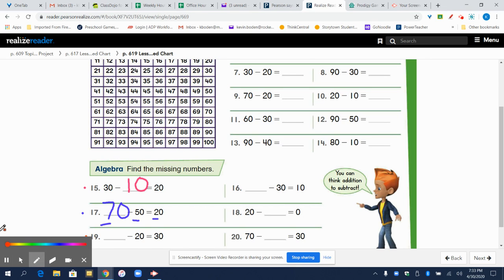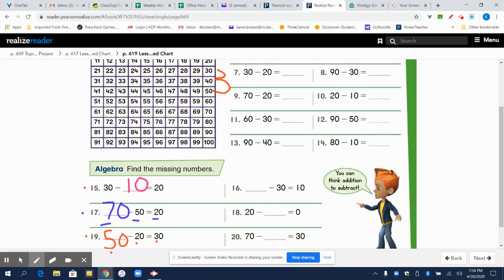So now let's try 50. 50 take away 10, take away 20 does equal 30. So we know 50 is our correct answer. Once again, if you remembered your fact families, you would know 3 tens plus 2 tens equals 5 tens.